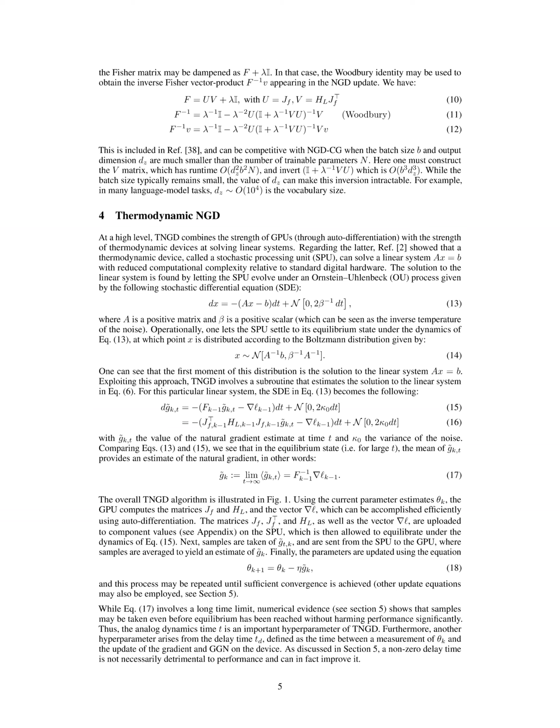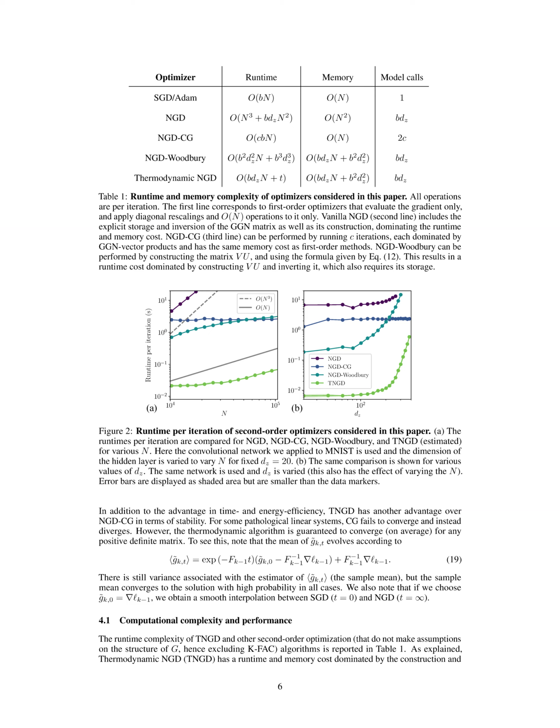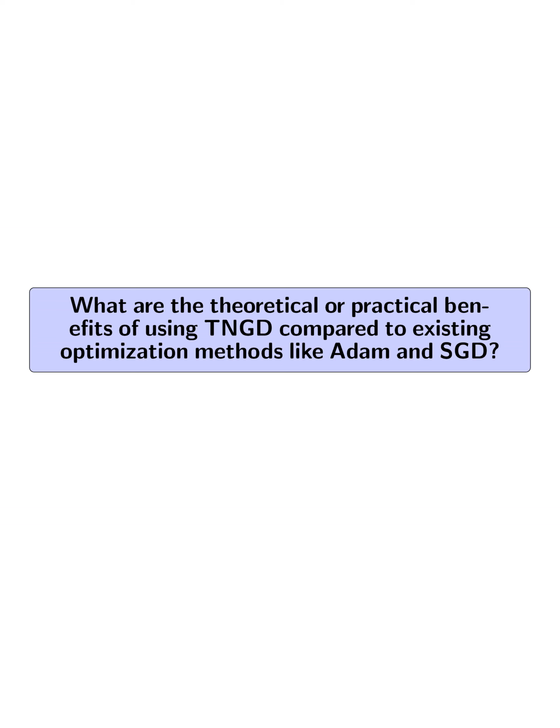The analog dynamics time and delay time are important hyperparameters in TNGD. The algorithm allows for a smooth interpolation between first-order and second-order optimization, providing stability and efficiency in training deep neural networks. What are the theoretical or practical benefits of using TNGD compared to existing optimization methods like ADAM and SGD?